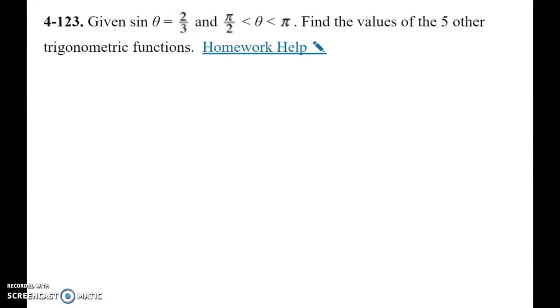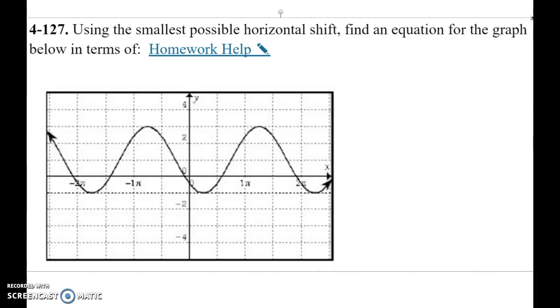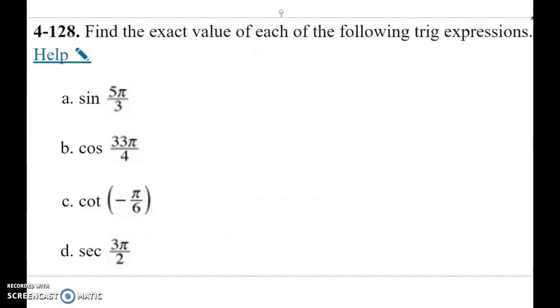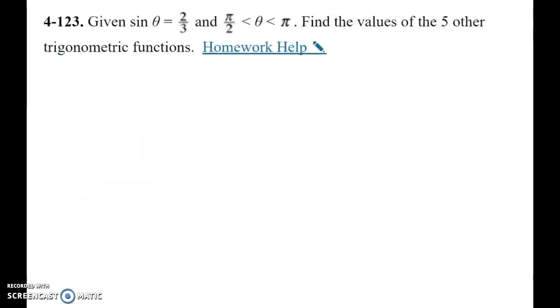Okay, here's a review of the homework problems number 123 through 128. Alright, so 123, this is a really key problem, something very much like you will find on your test. So given the sine or cosine or something of an angle and the quadrant that it's in, can you find all of the trig functions values?